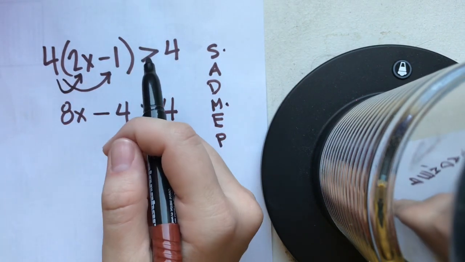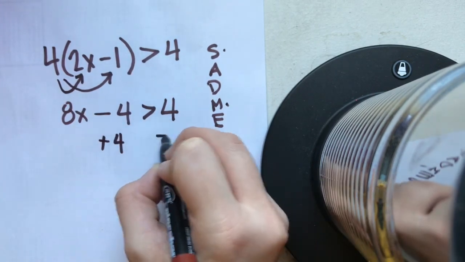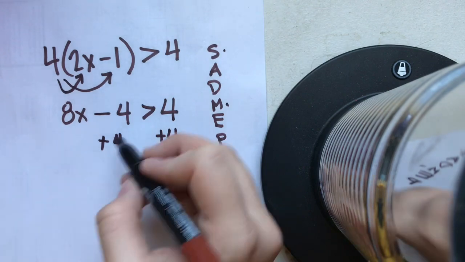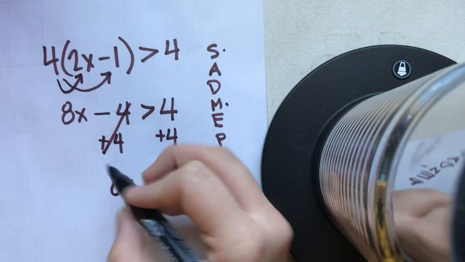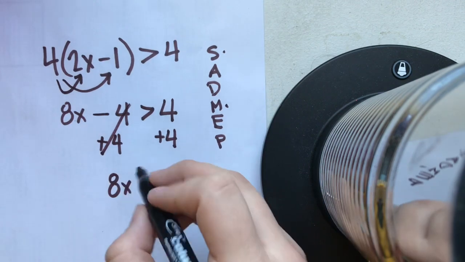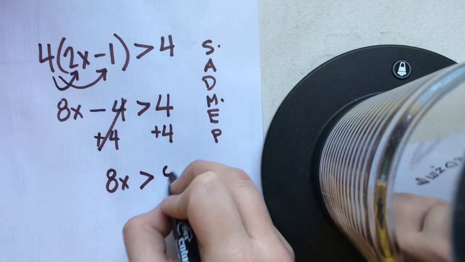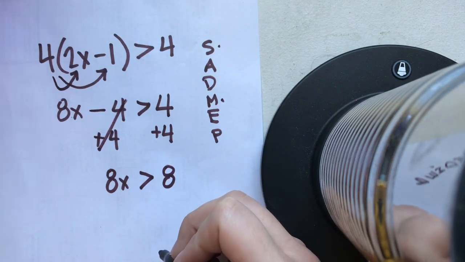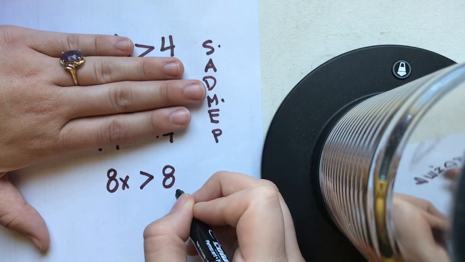Well, how do you get rid of subtraction? With addition. So we're going to add 4 to both sides, and these cancel out. We have 8x, so bring that down to here. 8x is greater than 4 plus 4 is 8. All right, this is pretty simple. So now we are with 8x is greater than 8.